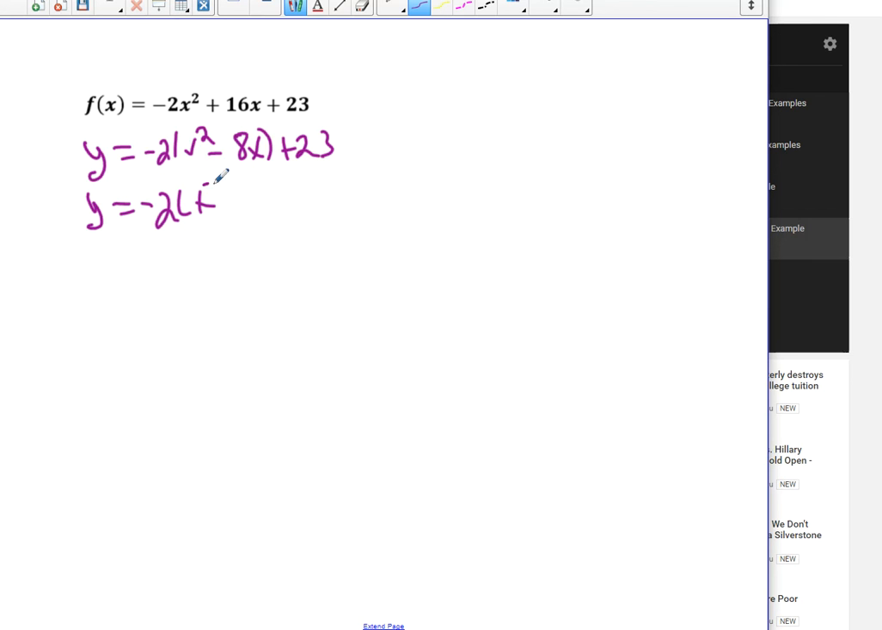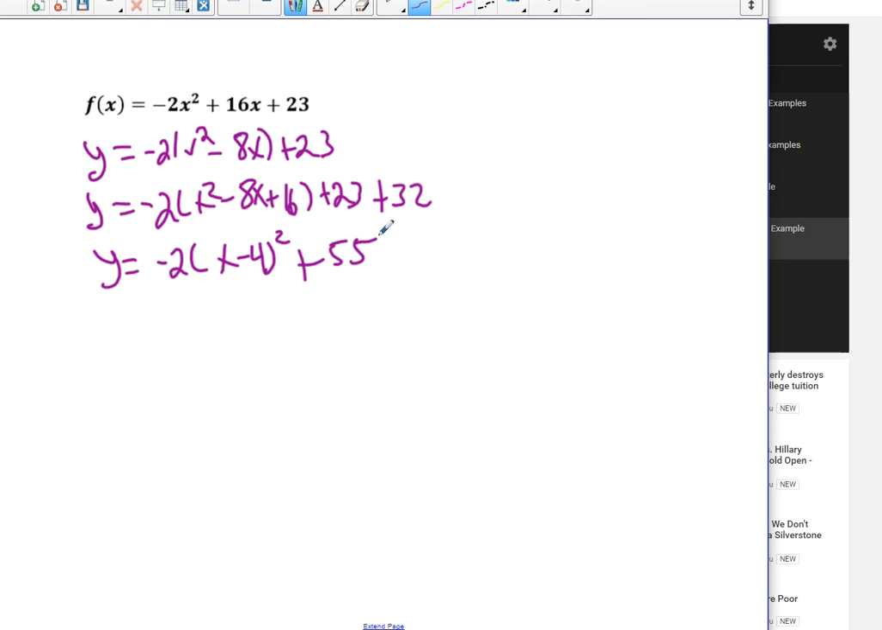All right. x squared minus 8x plus 16 plus 23. I didn't really add 16. I subtracted 32, so I'm going to have to add 32. All right. And let's see. Continuing on. (x minus 4) squared plus 55. All right. I'm going to go ahead and swap out my x and y. This is my inverse operation right here.